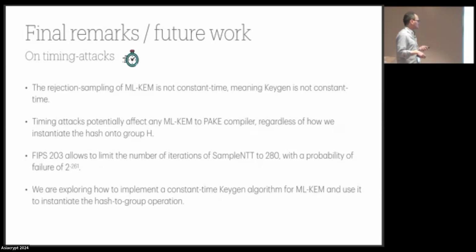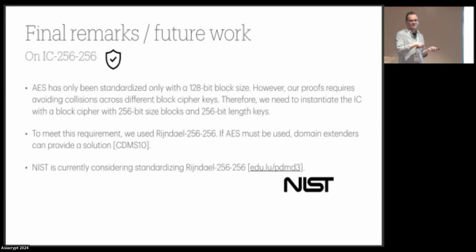One way to mitigate this is that the standard for Kyber KEM allows fixing the number of iterations to 280, which will guarantee that it only fails with a really small probability, so we can fix the number of runs. There are more things to look into, but that seems something that can be overcome. And once we overcome this problem of creating a constant time key generation algorithm, then we can use that same constant time key generation algorithm to instantiate our hash onto group function.